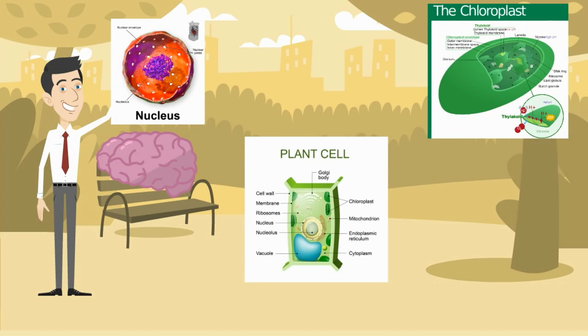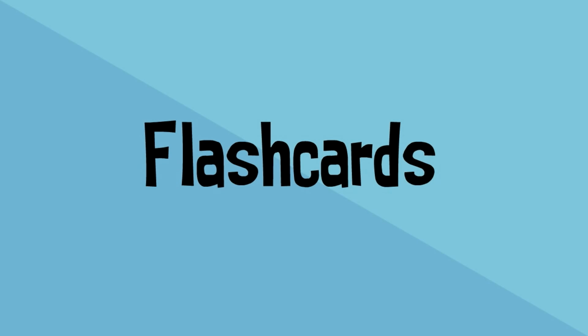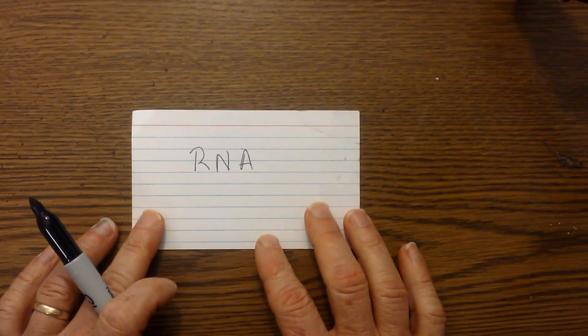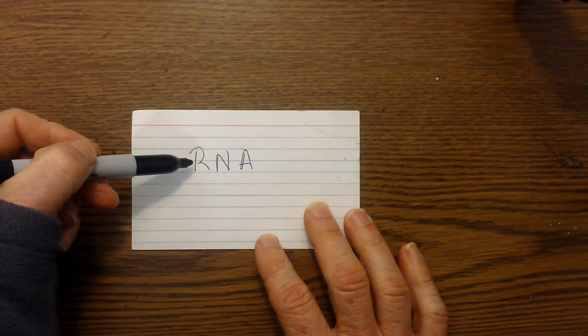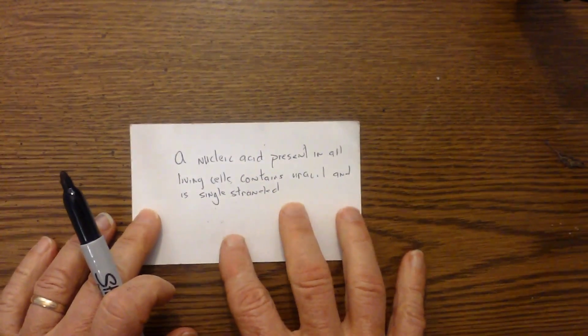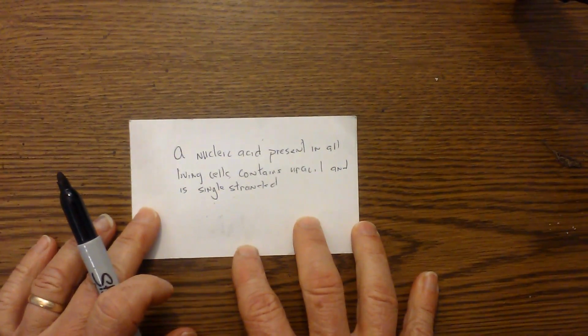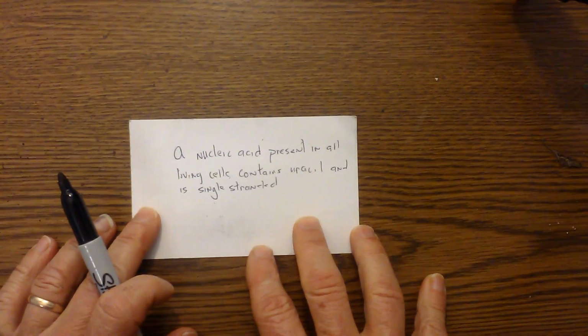Next study tip is you can use flashcards, and always include pictures on them. Here's an example. Okay, to help you visually with your flashcards, I've written the name on the front. This is RNA, and then I've already written the definition on the back. Nucleic acid present in all living cells containing uracil in a single strand.